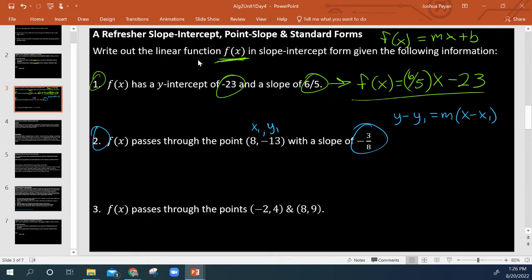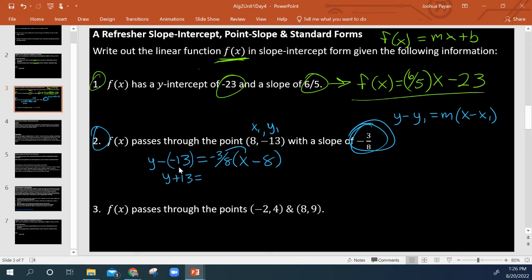Right, so first, well, just put the numbers where they go. y minus y1 is equal to m, this is m, times x minus x1. Okay, so this right here is a double negative, so we can just say y plus 13.